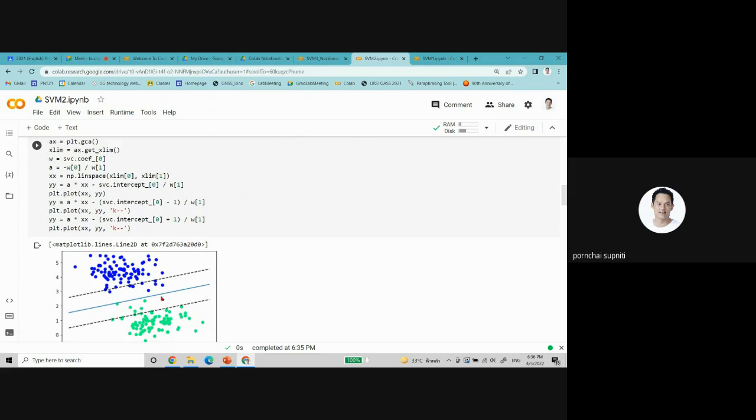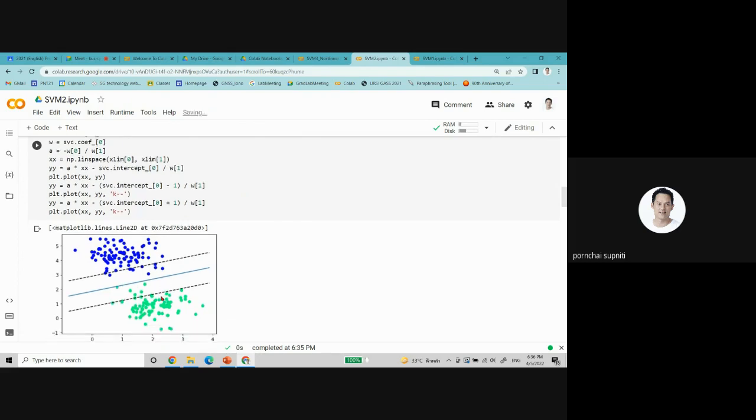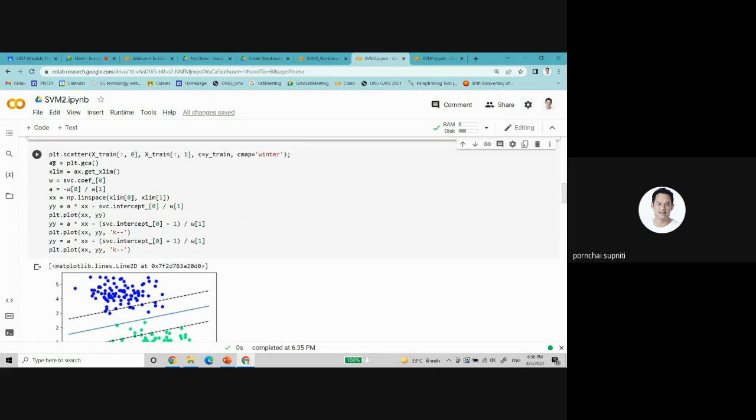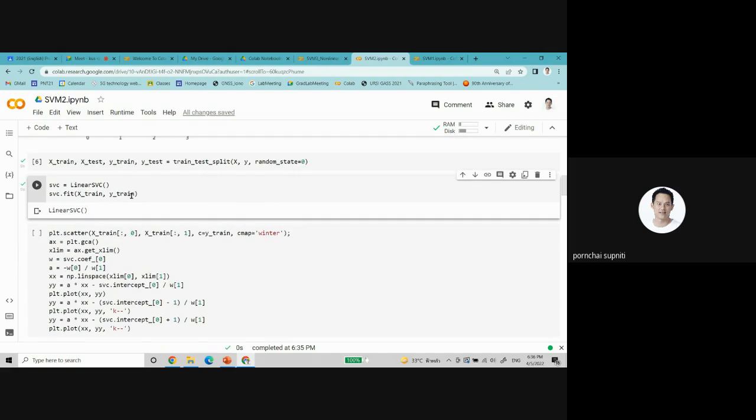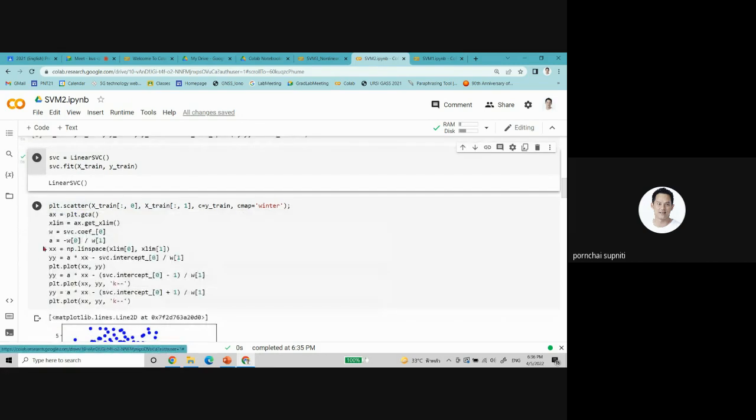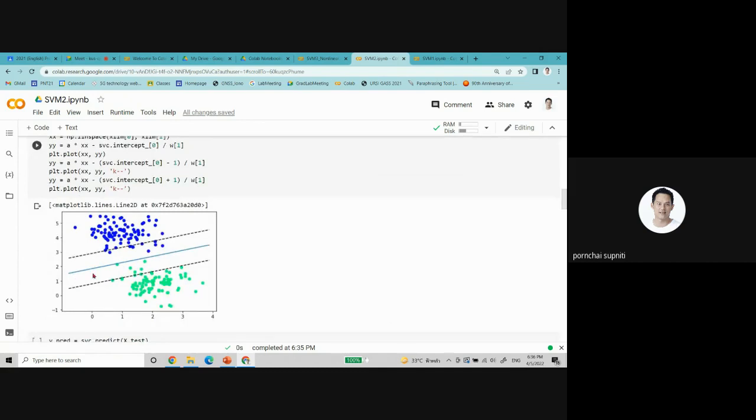Of course there's still errors, and let's see. So if you plot it, you get something like this. You can play around with this function, linear SVC, as well, because you can set different parameters in there that you can play with. Okay, so if you run it, you get some plots like this.